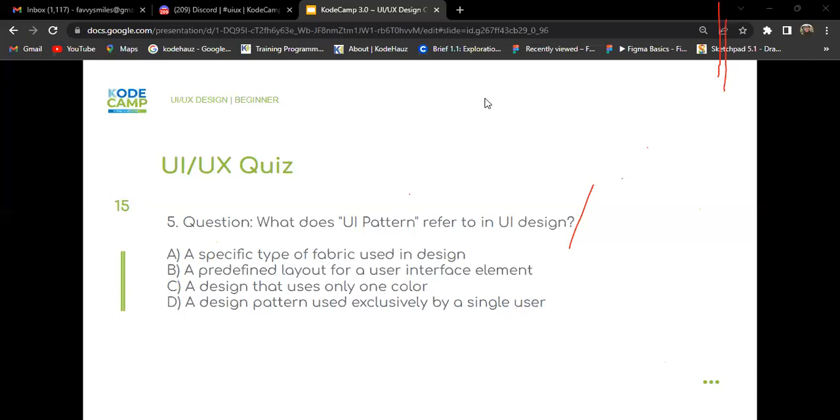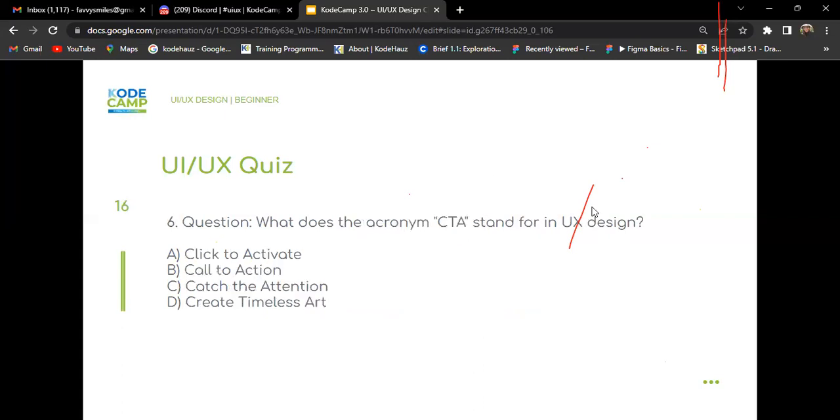Again. Number 6, what does the acronym CTA stand for in UX design? A, click to activate. B, call to action. C, call the attention. D, create timeless art. The correct answer is B.